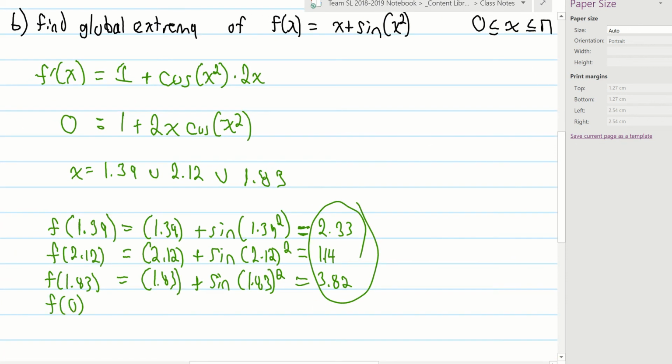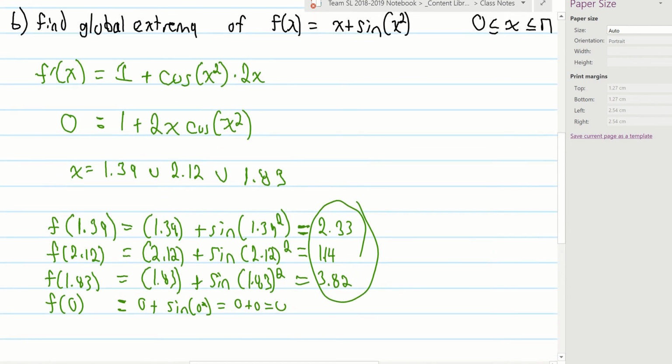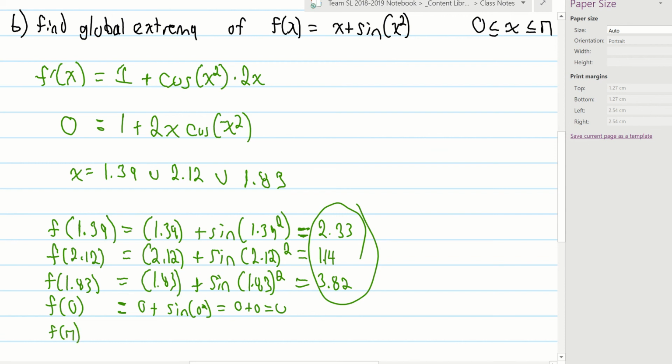Then we can determine absolute minimum or absolute max. So we just got to do f of 0, which turns out to be 0 plus sine 0 squared, which is simply 0 plus 0, which is 0, and then f of pi. F of pi turns out to be 3.14 plus sine pi squared. Sine pi squared, interesting. Use a calculator to figure that out, and what do we get? 2.71129, round to 3 significant digits, so 2.71.